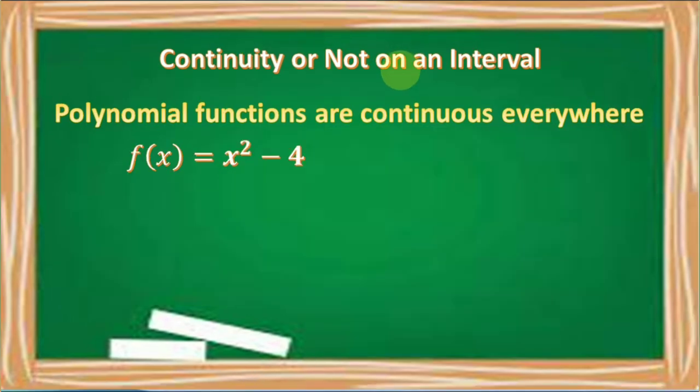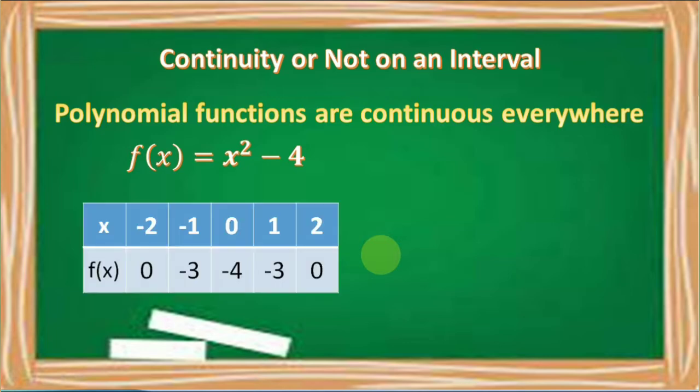Let's have another polynomial function. Say f of x equals x squared minus 4. Using the table of values, we have if x is -2, then f of x is 0, because -2 squared is 4. 4 minus 4 equals 0. If x is -1, then f of x equals -3, because -1 squared is 1. 1 minus 4 is -3.